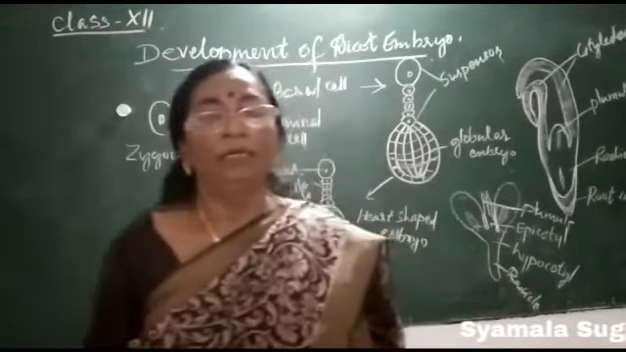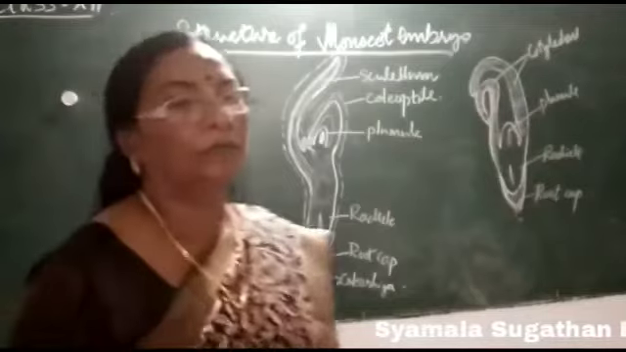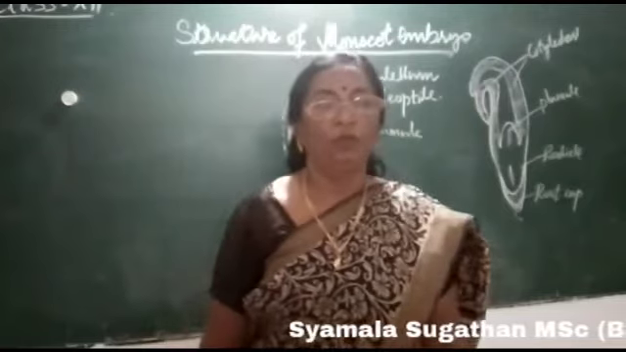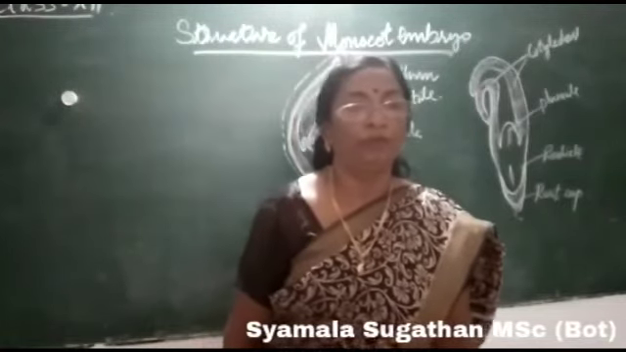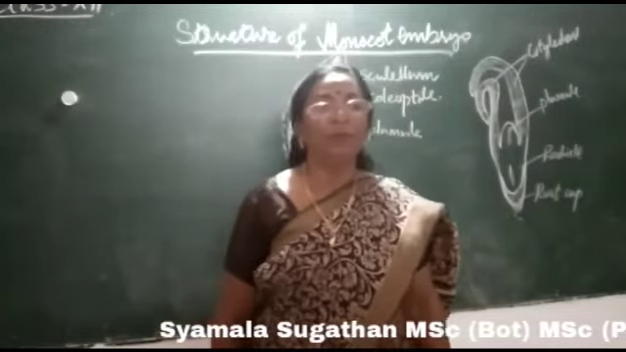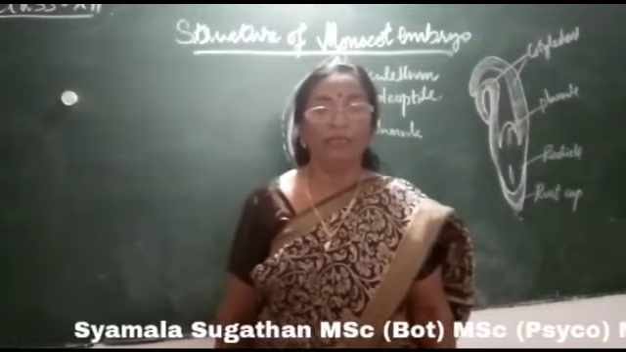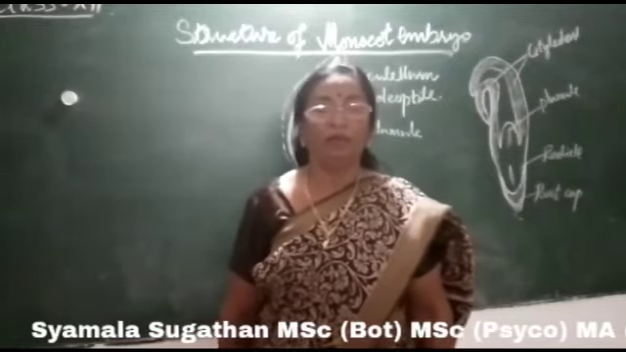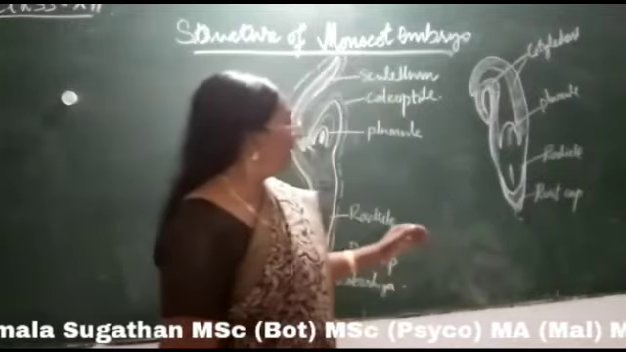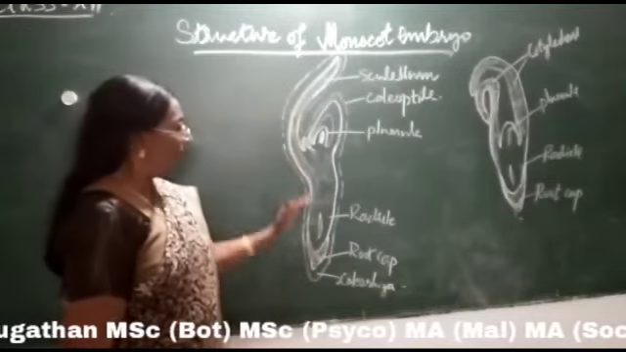This much about the dicot embryo and its development. Next we have to study the structure of monocot embryo. You know, in the case of monocot seed, the major portion of the seed is formed of endosperm, and the embryo is very small and seen towards one side of the seed. And here, this is the structure of monocot embryo.